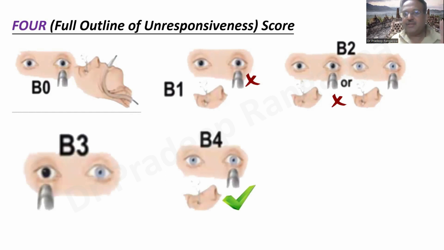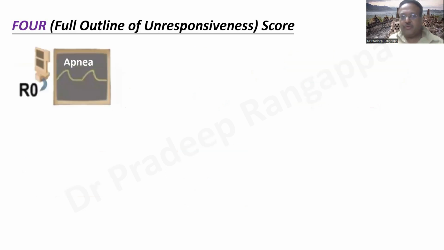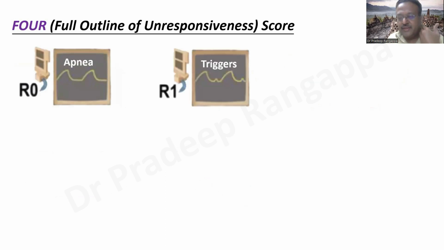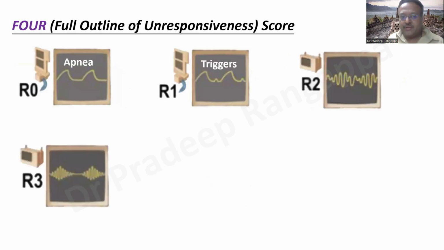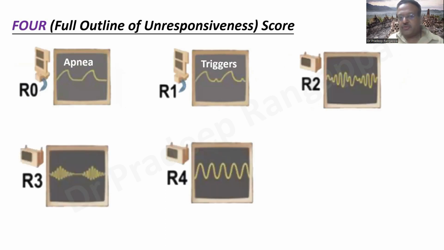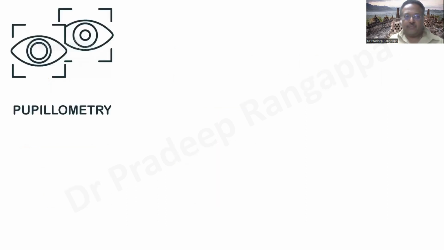So it factors in the brainstem function. It factors in three elements: the cough reflex, the corneal reflex, and the pupillary light reflex, and that is quantified in the FOUR score. And then there is the respiration component also. R0 is apnea. R1 is where the patient's initial breath trigger is there, R2 is where there is irregular breathing, R3 is Cheyne-Stokes breathing, and R4 is normal breathing. So these are the components of the FOUR score.